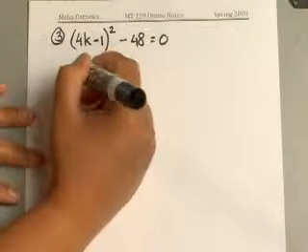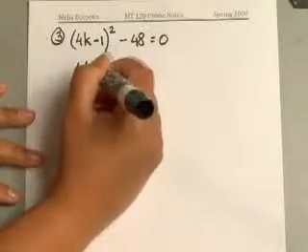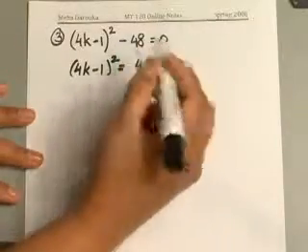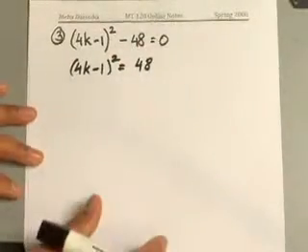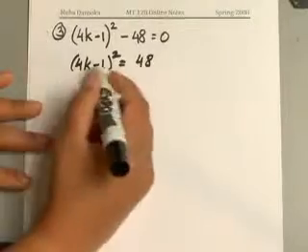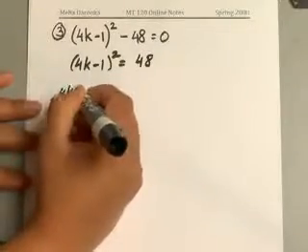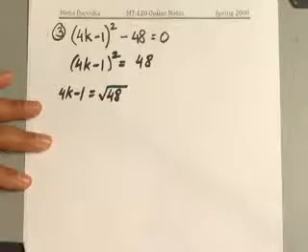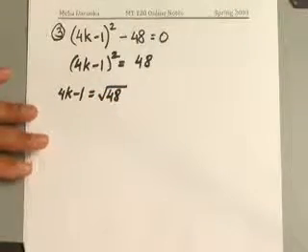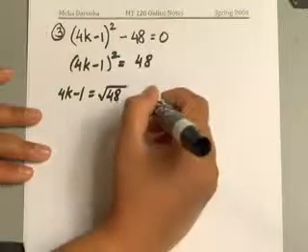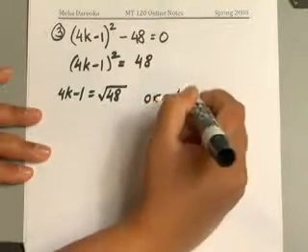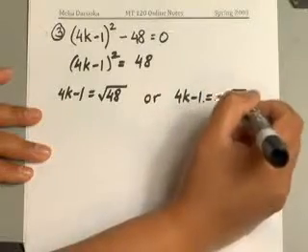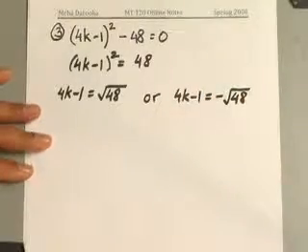and this should end up giving us (4k minus 1) squared equals 48, because you will add 48 on both sides. Okay, and now we will go ahead and apply our square root property. So you should end up with 4k minus 1 equals positive square root of 48, or 4k minus 1 equals negative square root of 48.